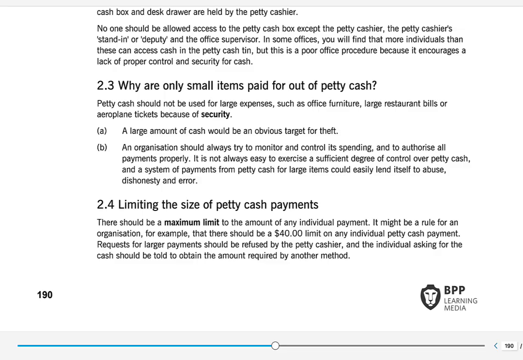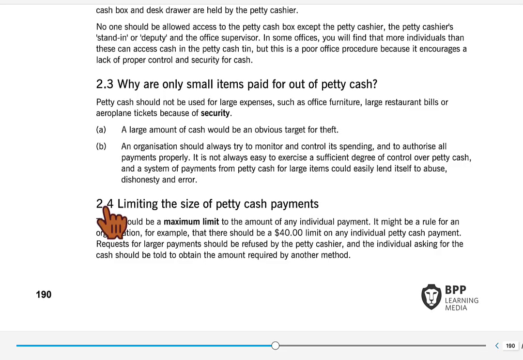Let us finish with a clean summary. Petty cash is only for small items. Large cash amounts increase the risk of theft. Large payments need stronger controls and approvals. Using petty cash for large items can cause fraud, misuse, and mistakes. So large payments should go through the main business payment system.